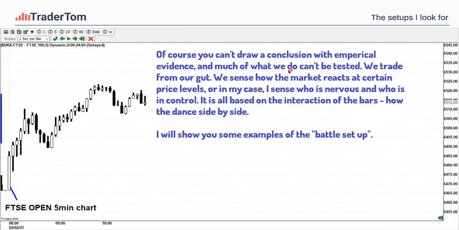Of course, you can't draw a conclusion with empirical evidence, and much of what we do can't be tested. You trade from your guts. We sense how the market reacts at certain price levels, or in my case, I sense who's nervous and who's in control. It's all based on my interaction of the bars and how they dance side by side. I'll show you a few examples of this battle setup.